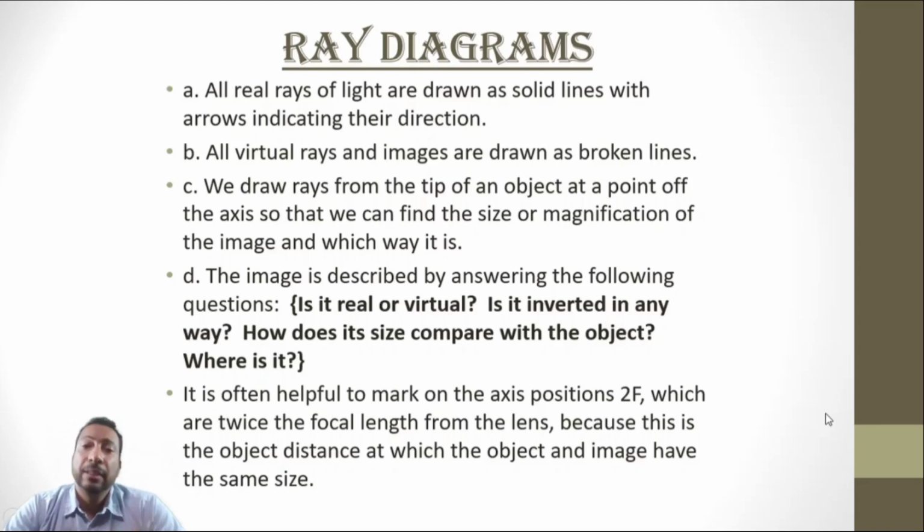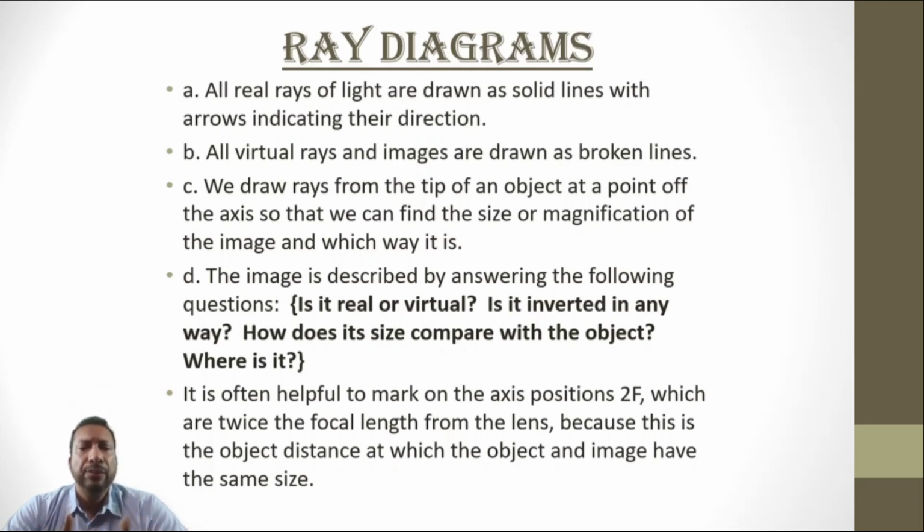Good day. In this lesson, we will learn how to draw ray diagrams for converging lenses. But before we proceed, there are a few things that we need to note. First, all real rays of light are drawn as solid lines with arrows indicating their direction. All virtual rays and images are drawn as broken lines.